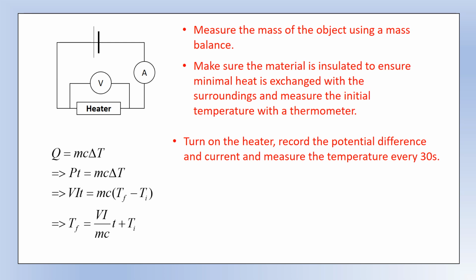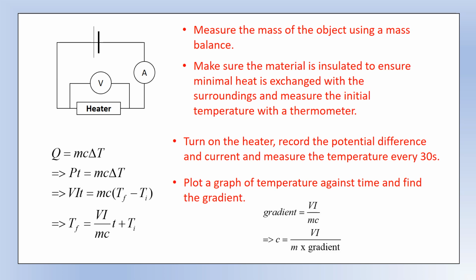So what we're going to do now is we're going to turn on the heater and record the potential difference, current, and measure the temperature every 30 seconds. So what we can do is plot a graph of temperature against time, because temperature on the y-axis, time on the x-axis, and we can see that the gradient would be equal to VI over MC. We want C, so we're going to need VI divided by M times the gradient of the graph.